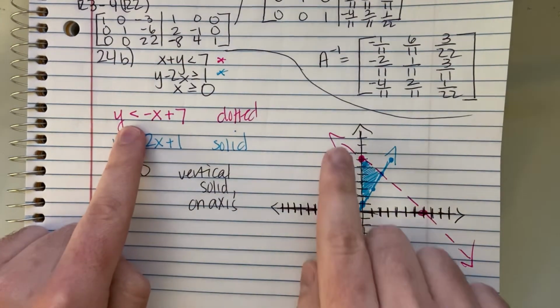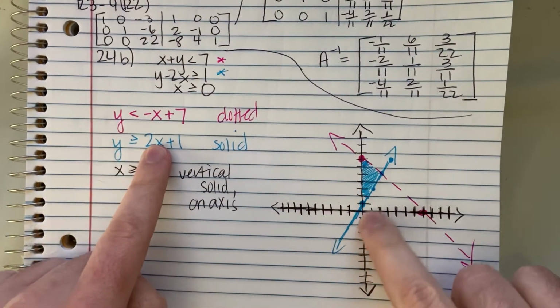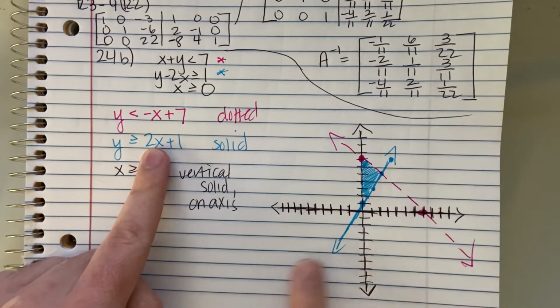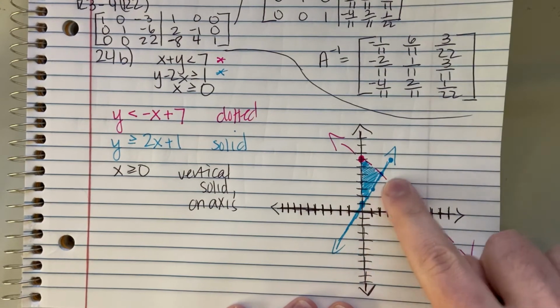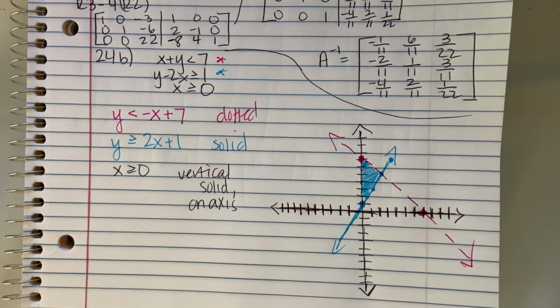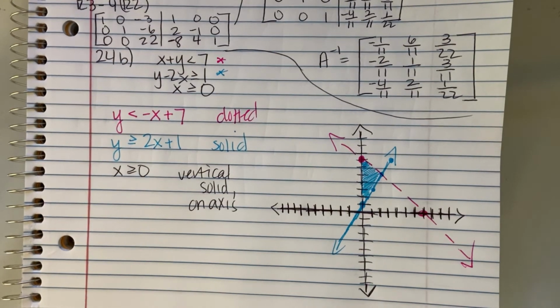Now I have to be under the pink line, above the blue line, and to the right of the axis, because it's greater than 0. So it's clear that the triangle is the area between those. If you want to test a point in there, you can plug in the point 1,5 to all the equations and see that it works.